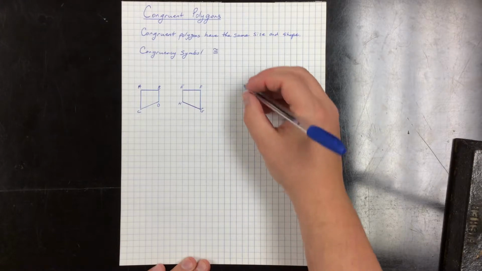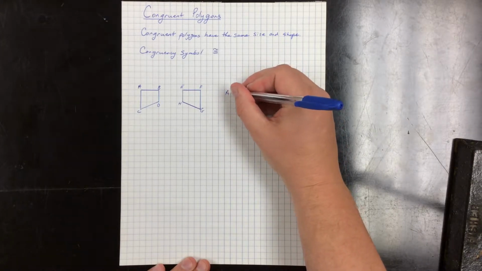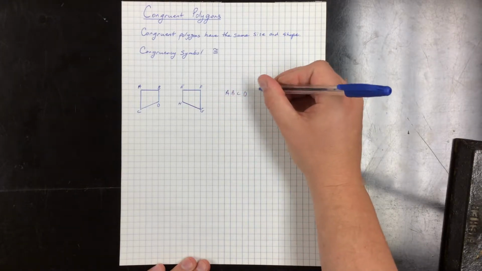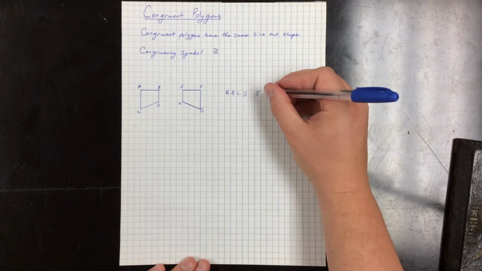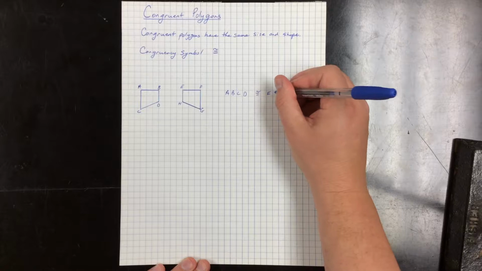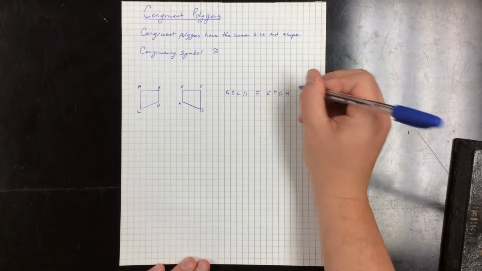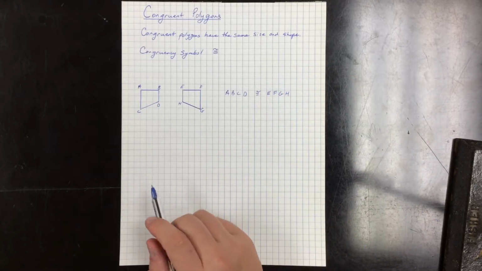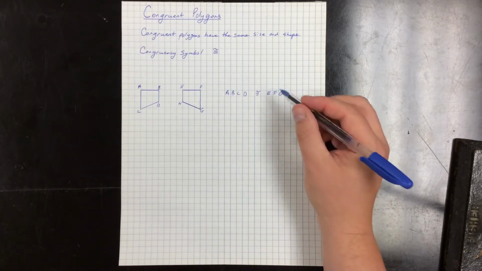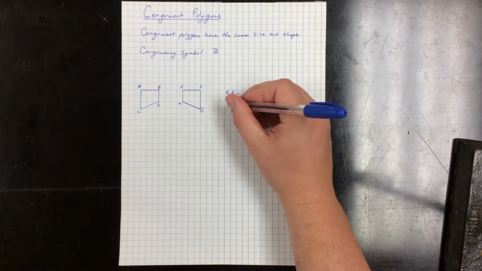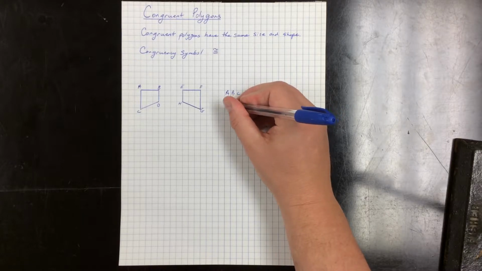In this case, we could take the entire shape and say ABCD, the shape, using the points and the corners, is congruent to EFGH. So we said those two are equal to each other, they're congruent to each other. We could also look at the different angles and sides and say that each individual part is congruent to each other.